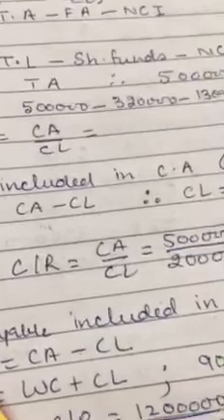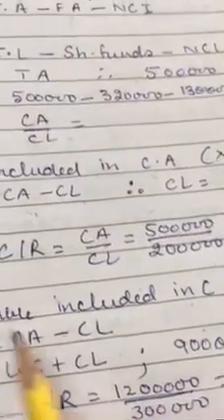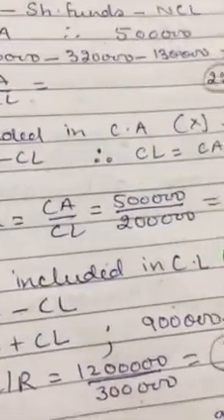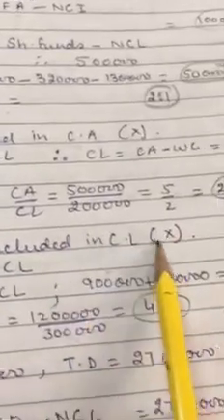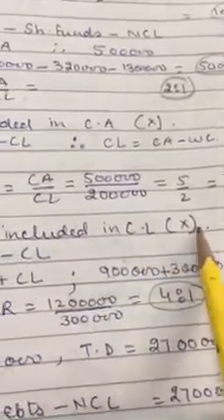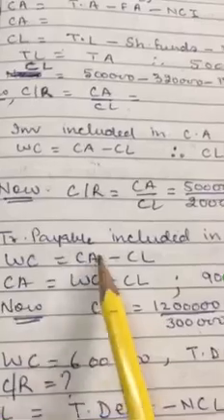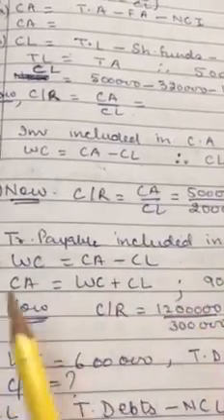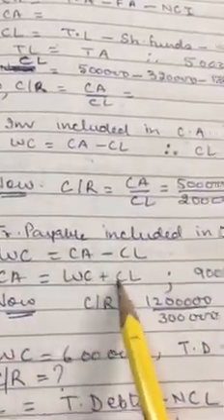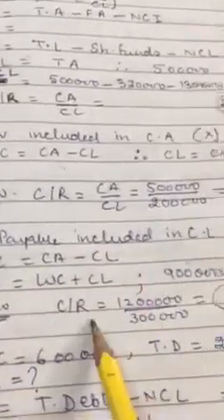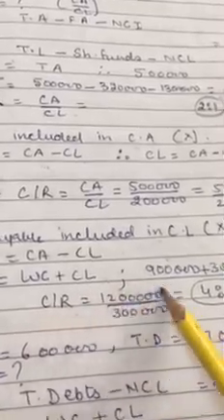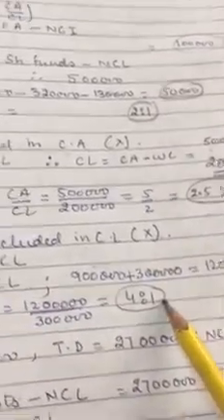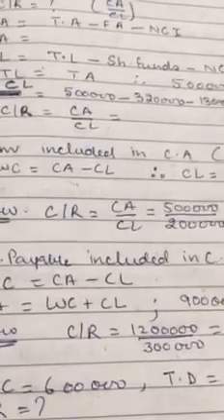We are given trade payables 50,000, working capital 9 lakhs, current liability 3 lakhs. We are supposed to find out current ratio. Now trade payables are already included in current liability, so we are not going to include that. Working capital is equal to current assets minus current liability. Find out current asset by the formula working capital plus current liability, and then already current liabilities are given. Find out current asset, and then you are going to get 4:1.